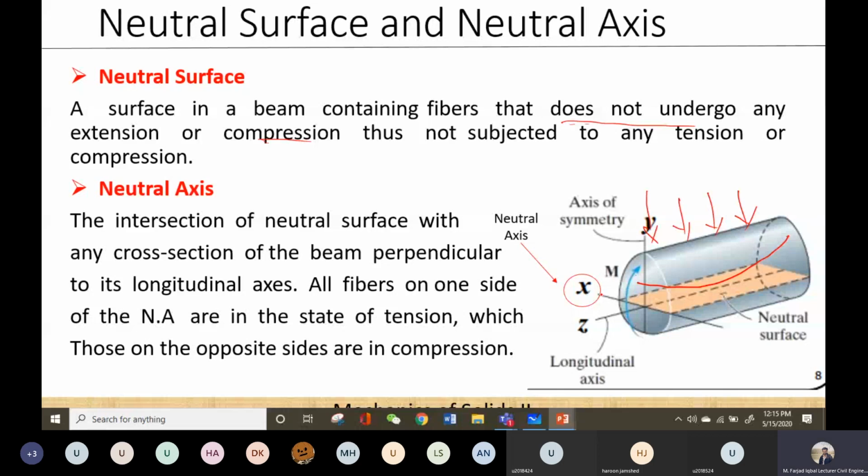But I have a question for you. How many neutral axes can there be in a beam? Anyone?